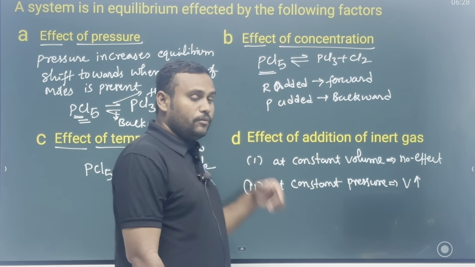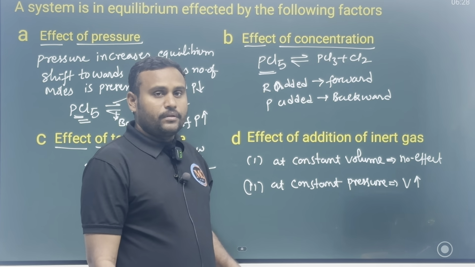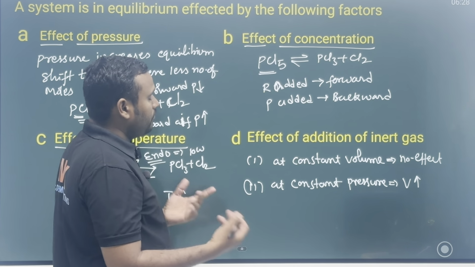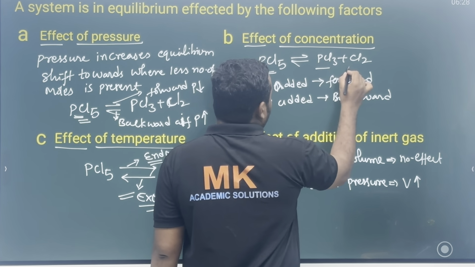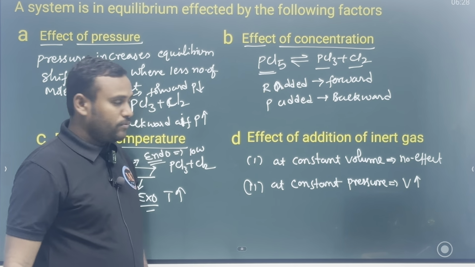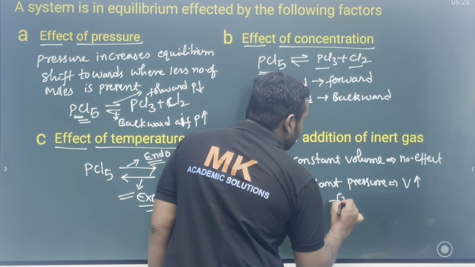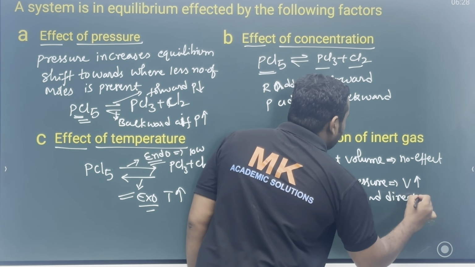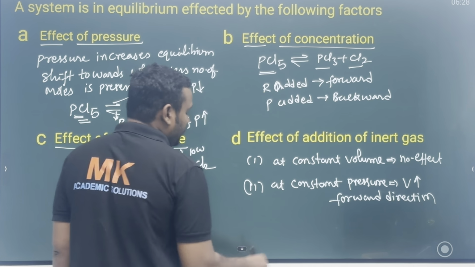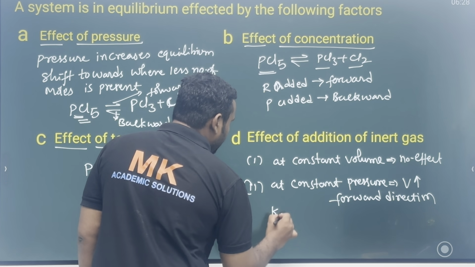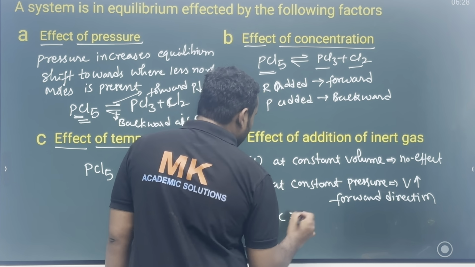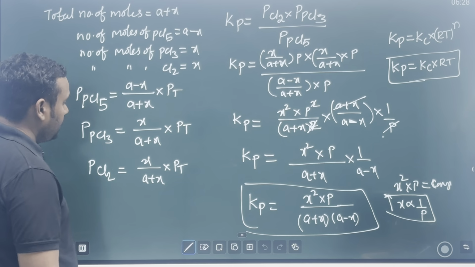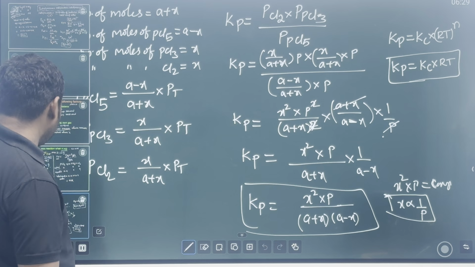When volume increases, the equilibrium shifts towards the side with more number of moles. Where do we have more moles? At the product side, meaning the forward direction. Or you can get this information from Kc also. What is the Kc formula for this? I wanted to explain it there, but I skipped it.